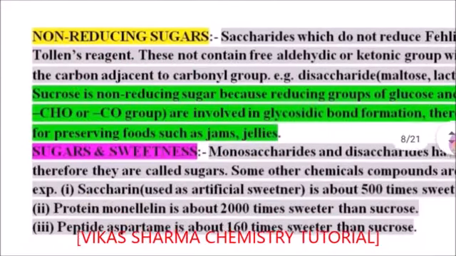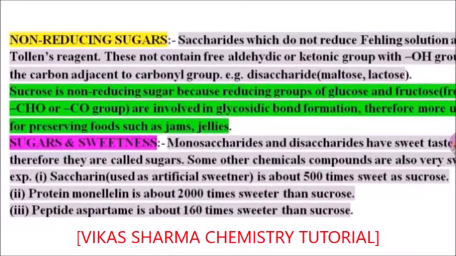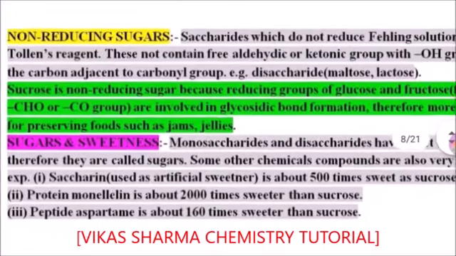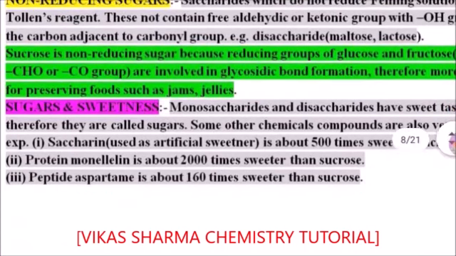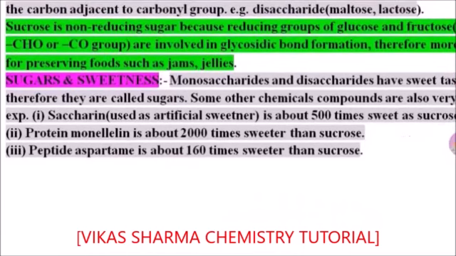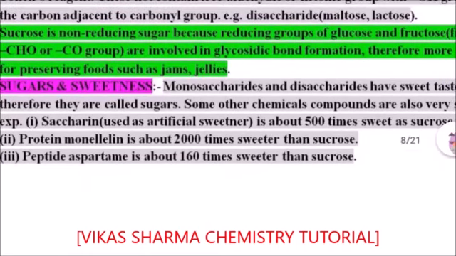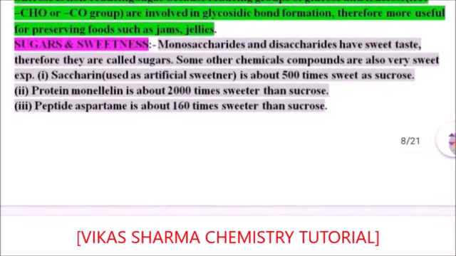So students, we discussed the condition of a non-reducing sugar: a saccharide which does not reduce Fehling's solution and Tollens' reagent. These do not contain a free aldehydic or ketonic group with a hydroxyl group on the carbon adjacent to the carbonyl group. For example, among disaccharides, sucrose is considered a non-reducing sugar because the reducing groups of glucose and fructose, meaning the aldehyde or ketonic group, are involved in the glycosidic bond formation. Therefore it is more useful for preserving food such as jams and jellies.